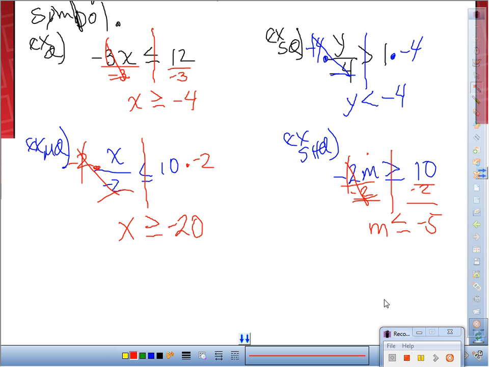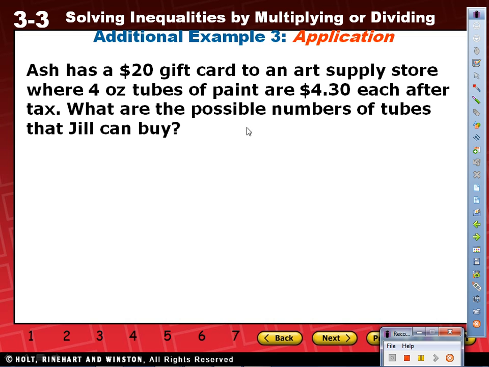Okay, and the last one, let me go over a word problem. You don't have to copy this, just pay attention here. Example 3, it says, Ash has a $20 gift card to an art supply store where 4-ounce tubes of paint are $4.30 each after tax. What are the possible numbers of tubes that Jill can buy? So she wants to buy some paint, right? And they're in little tubes, okay? What is the total amount of money that she has on the card?